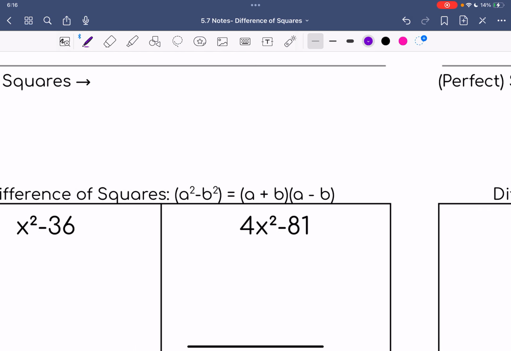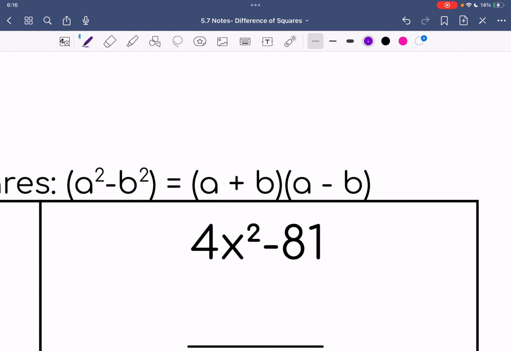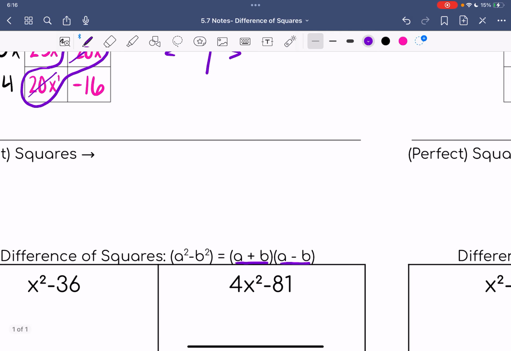It is written down right here: a squared minus b squared. Anything squared minus anything else squared can be factored to be a plus b times a minus b. So that is difference of squares.